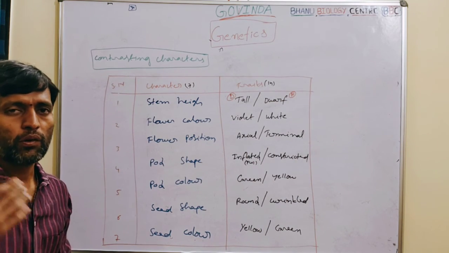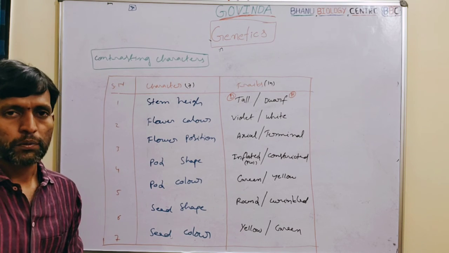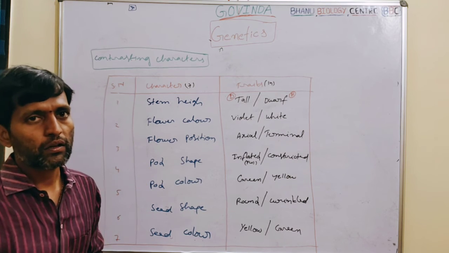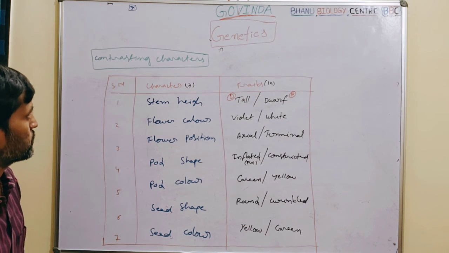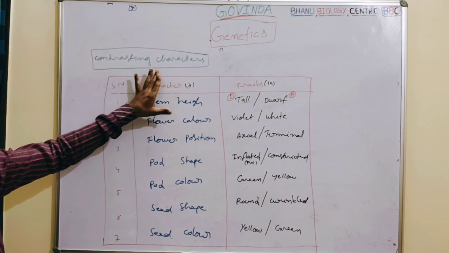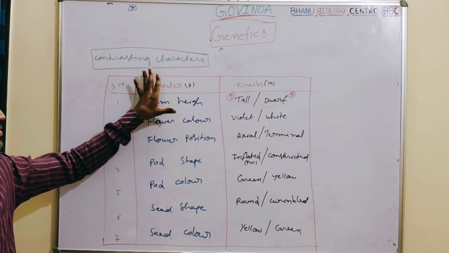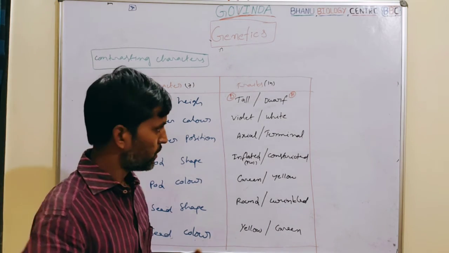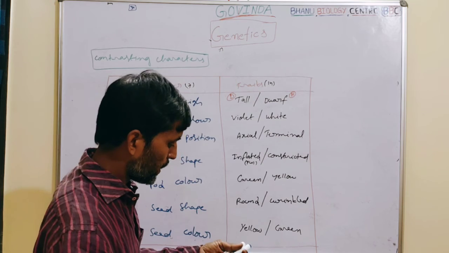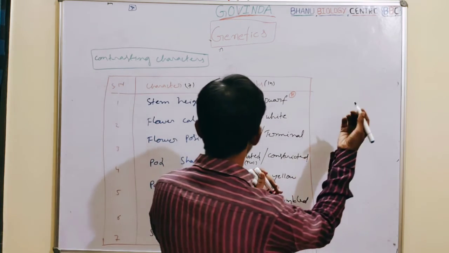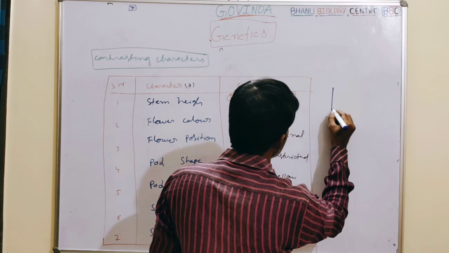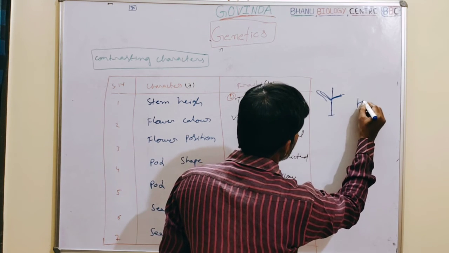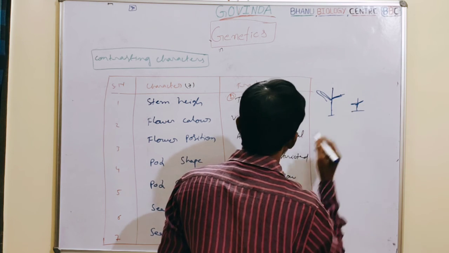The second list represents the recessive traits, dominant and recessive traits. While we discuss the monohybrid experiment and dihybrid experiment, you will get clarity about dominant and recessive traits or alleles. So these are the contrasting or opposing characters selected by Mendel for his experiments. Let me explain these with a diagrammatic representation. It will help you. This is the tall plant. This is the dwarf plant, right?